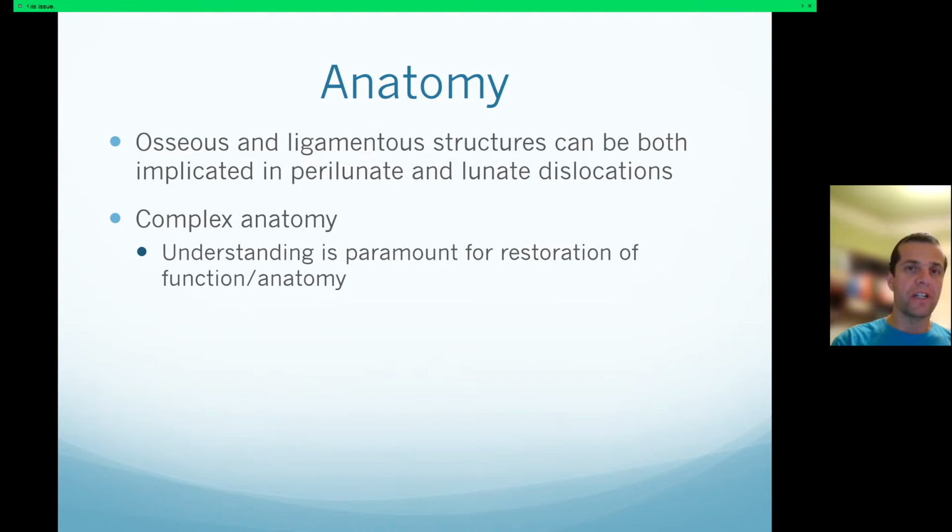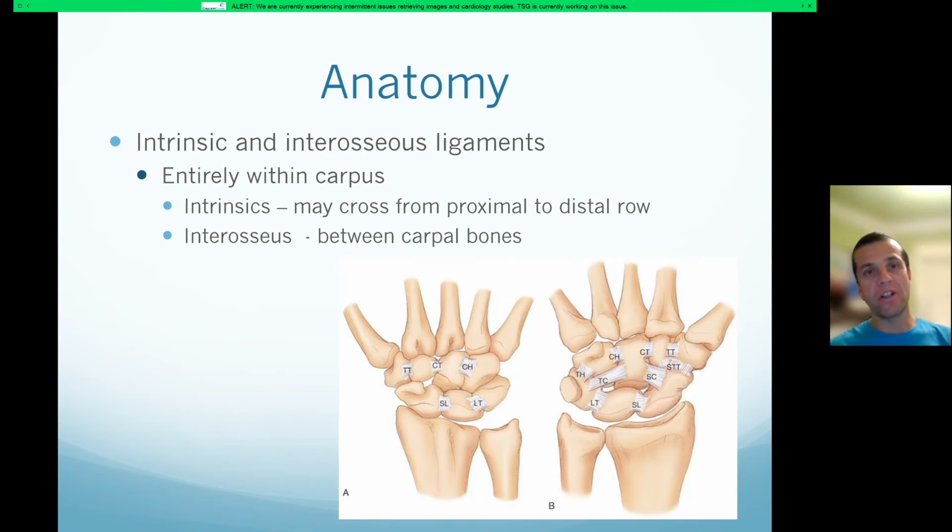There are important osseous and ligamentous structures that can be implicated in both perilunate and lunate dislocations. Understanding the complex anatomy is paramount for restoration of anatomy and the subsequent function. We should talk about the intrinsic and extrinsic ligaments. The intrinsic and interosseous ligaments are entirely within the carpus, with the intrinsic ligaments possibly crossing from the proximal to distal row, and the interosseous ligaments essentially being between the carpal bones of the same row.